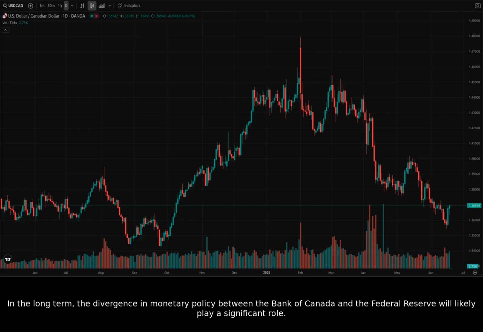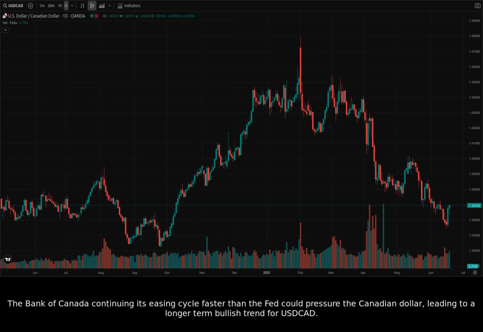In the long term, the divergence in monetary policy between the Bank of Canada and the Federal Reserve will likely play a significant role. The Bank of Canada continuing its easing cycle faster than the Fed could pressure the Canadian dollar, leading to a longer-term bullish trend for USDCAD.